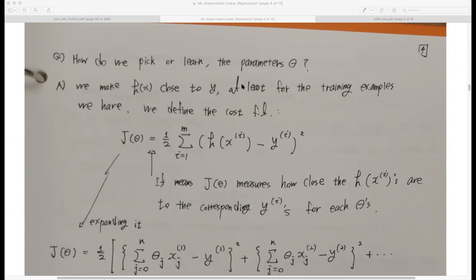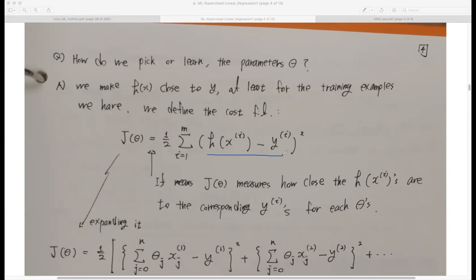To find the parameter theta which makes h of x close to y, we have to define the cost function. Here is the cost function, J of theta. This comes from statistics. J of theta is one half of the sum of h of x upper i minus y upper i, squared. See that?